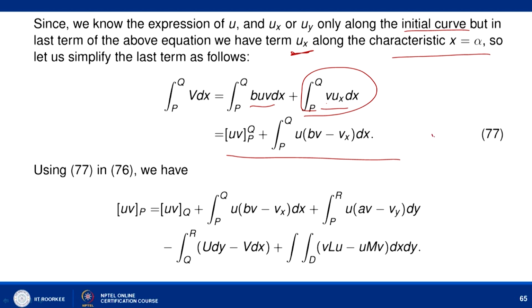So, using this relation 77, now look again at 76. Here it is uv from P to Q, so I can write this as uv at Q minus uv at P, plus this term. Now take that side. So we have uv at P equal to uv at Q plus the integral from P to Q of u(bv minus vx) dx, plus this integral from P to R of u(av minus vy) dy. We are only writing this here; we have not changed anything.